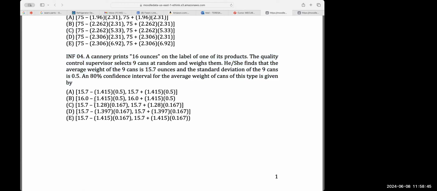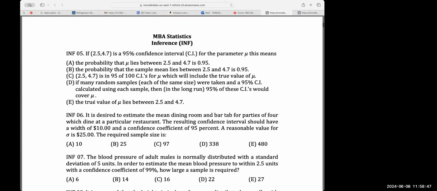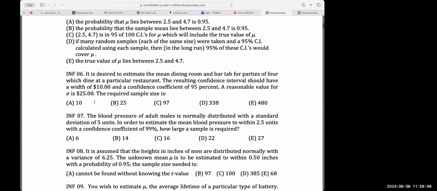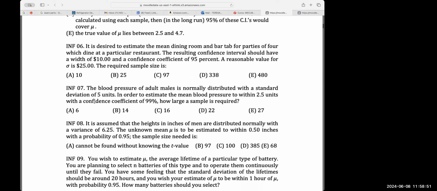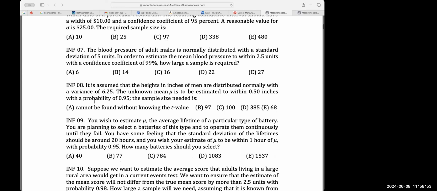Okay, I'm going to give you one more without me giving you the answer. Let's see, because most of them are, like I said. Okay, what about number 7? Which formula would you use? Now you're going to use it in a different way because they give you the confidence coefficient, 99%. Okay, so that's the confidence level.